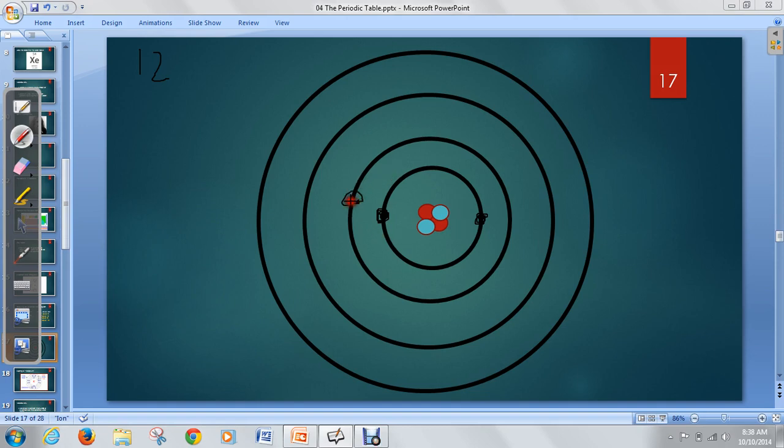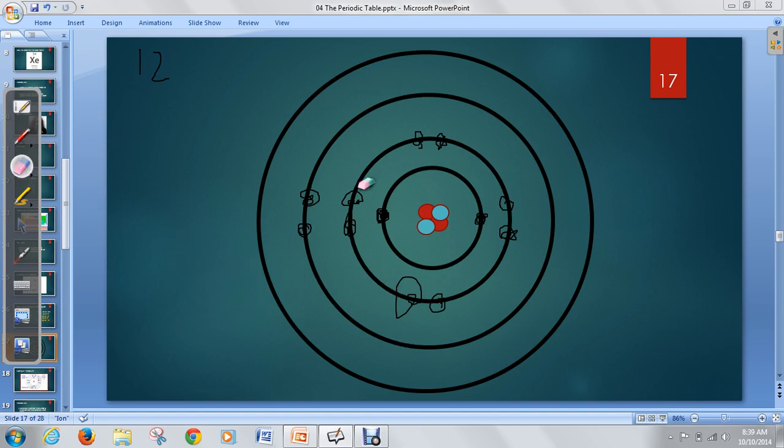So then we go 3, 4, 5, 6, 7, 8, 9, 10. But now you'll see we have 1, 2, 3, 4, 5, 6, 7, 8. There's only 8 we can fit on the second level, and so then we have to go to the third level. So the third one, we go 11, 12. Okay, we're done. So this would be a very rough sketch of our electron shell diagram.